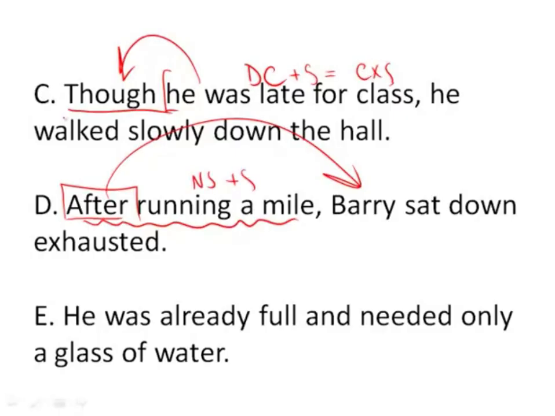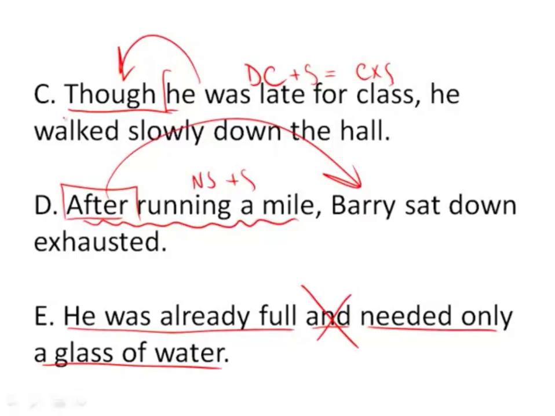Finally, there is E. He was already full and needed only a glass of water. Now, my question is, is E a complex sentence? And you may pause, you may think, you may look, and you may say, yeah, because I said something about conjunctions. The thing is, we always want to make sure that when we have a complex sentence, we are combining a dependent clause with a separate sentence. He was already full and needed only a glass of water. This sentence, however, is not complex.